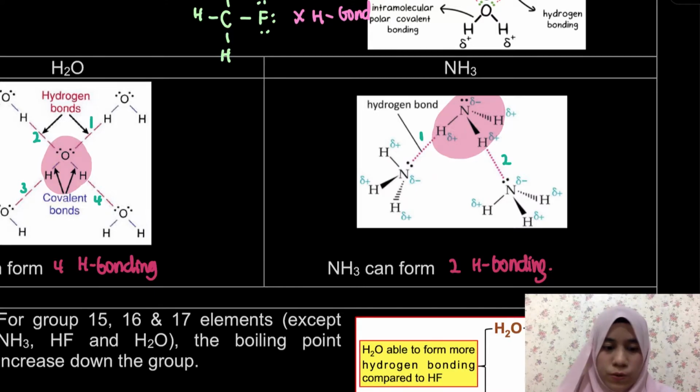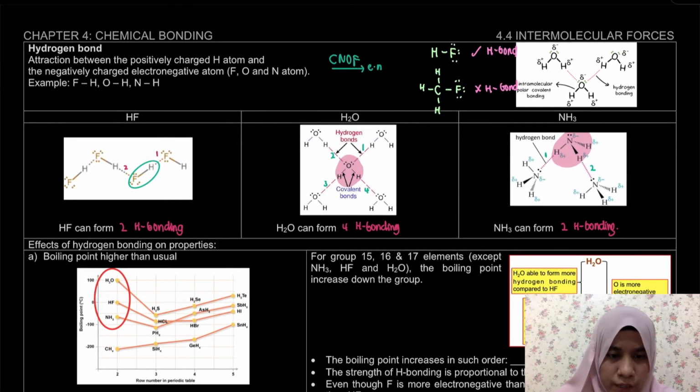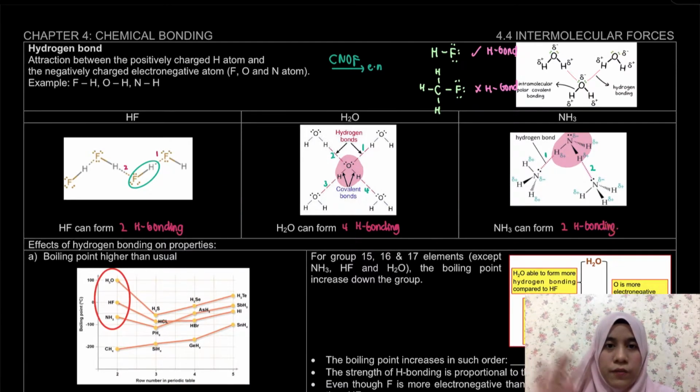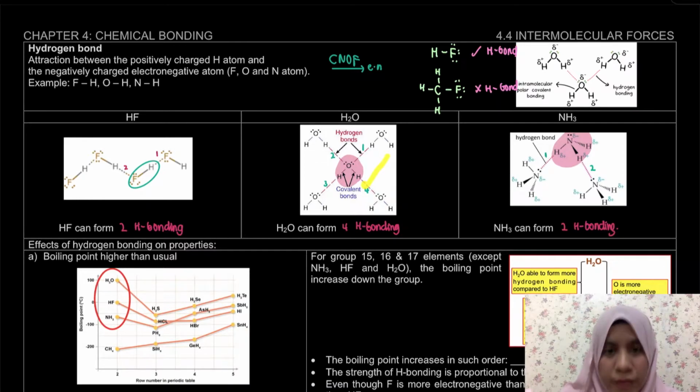Okay. So this is the case of HF, H2O and NH3. They have different numbers of hydrogen bonds, where water can form the maximum number of hydrogen bonds, which is 4.